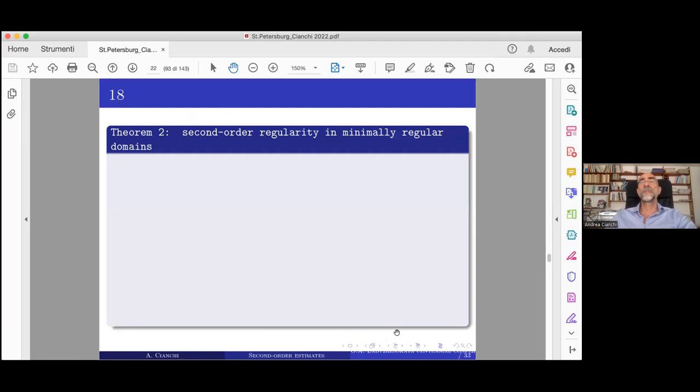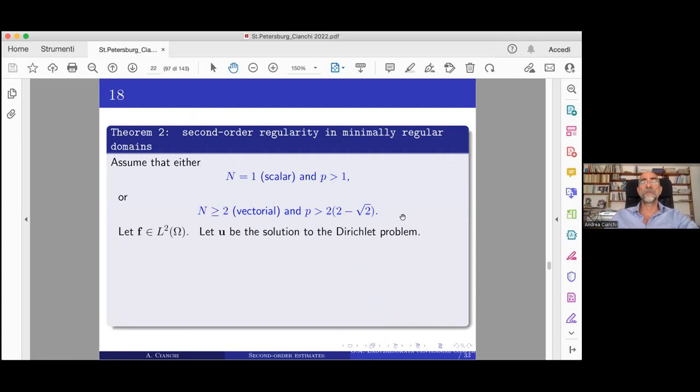So the statement of this result is the following. Again, we have to distinguish between the case when we have scalar equations, a function, and p is any power larger than one, or we have systems and p is larger than this threshold. The right-hand side is still in L2, and we have a solution for domains satisfying these minimal regularity assumptions. Then this expression is a Sobolev function globally, and we have the same double-sided estimate for some constant C.